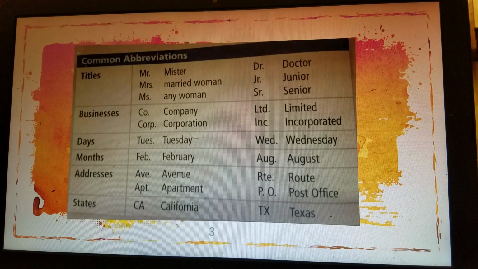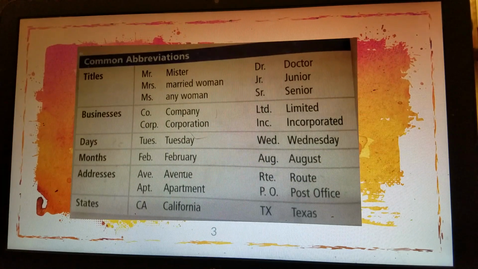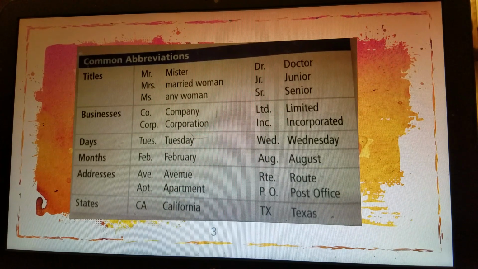Businesses. For a company, for a corporation, for a limited or incorporated. For days of the week, we have two examples, Tuesday and Wednesday. If you need help, use your dictionaries or your computer's apps or telephone's apps, okay? To look at abbreviations for days of the week. Now we have months, February and August, the same thing. You may use the dictionary or the app of the computer or the cell phone.